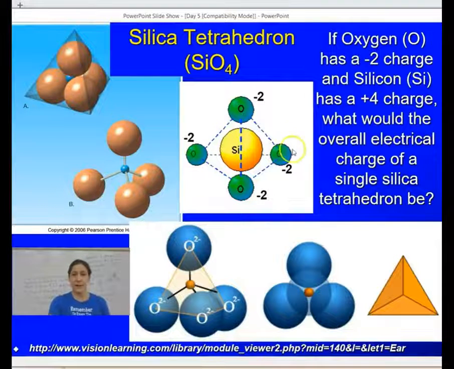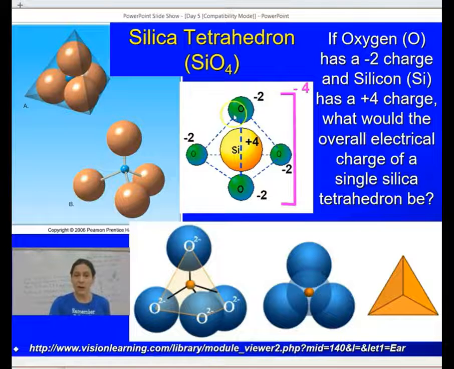Here's the -2 for each corner of the silica tetrahedron. Silicon itself has a +4. So maybe that +4 and these -2s balance each other out. That leaves a remaining -4 behind. So overall, that silica tetrahedron has a -4 charge. We could label that picture.